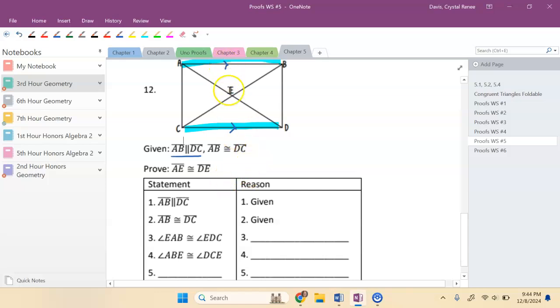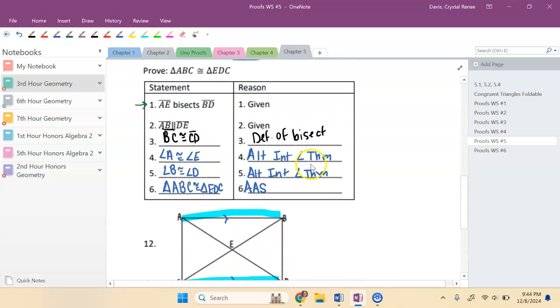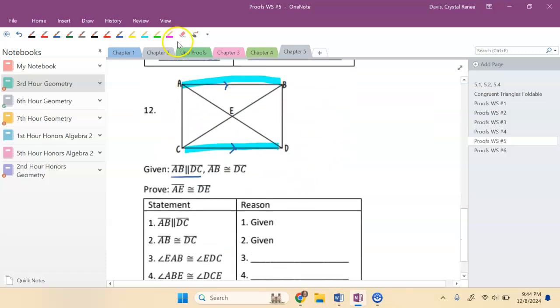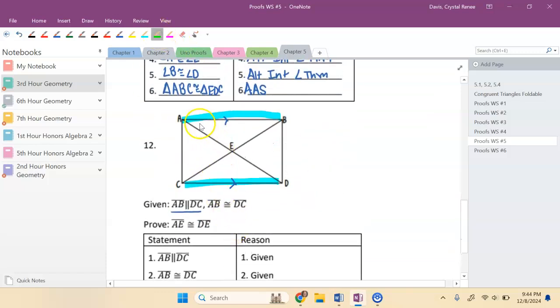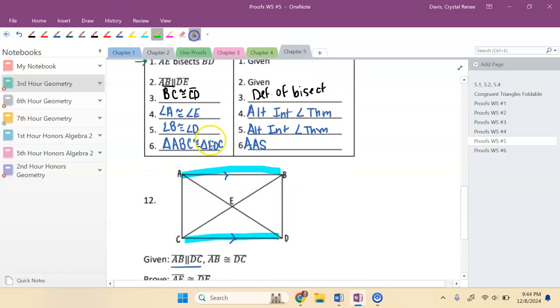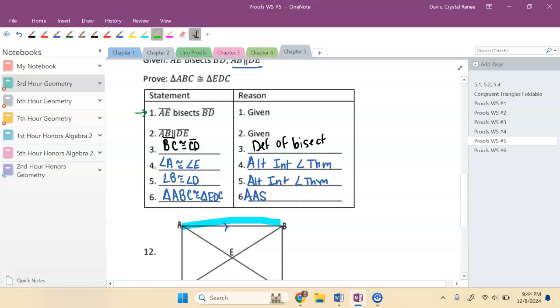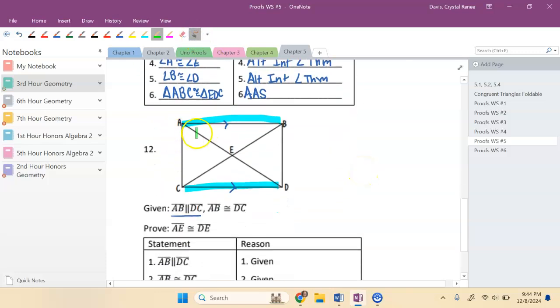Because these are parallel, remember that means I need to look for alternate interior angles. So alternate interior angles would be this angle here. Ooh. Oh my goodness, it's moving on me. Alternate interior angles would be this angle here. Okay, come on, pen. There we go. Now it's working.